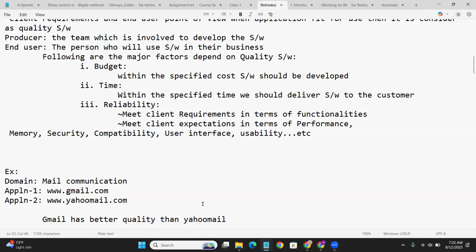As an example, take Gmail and Yahoo Mail, both related to the mail communication domain. Most of us prefer Gmail, even though both have similar features, because the expectations are matched more in Gmail compared to Yahoo Mail. That's the reason we prefer Gmail.